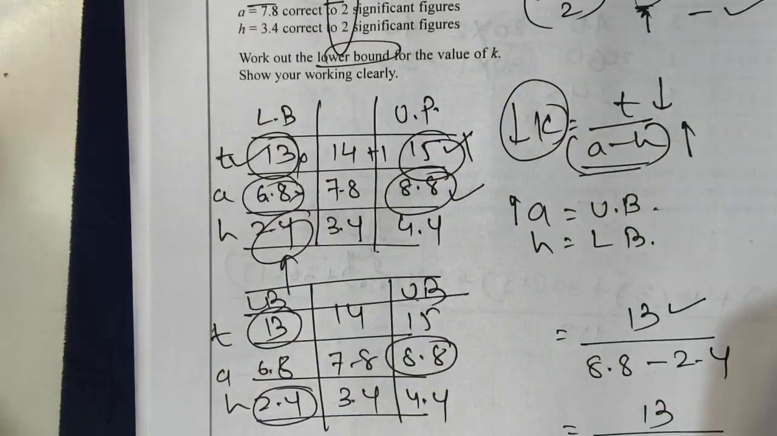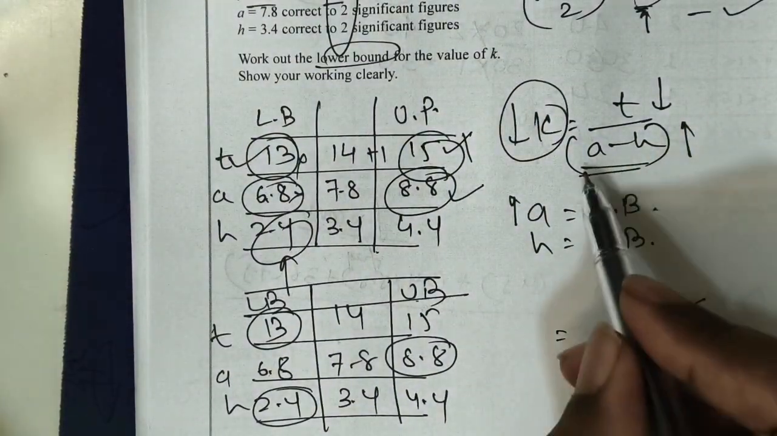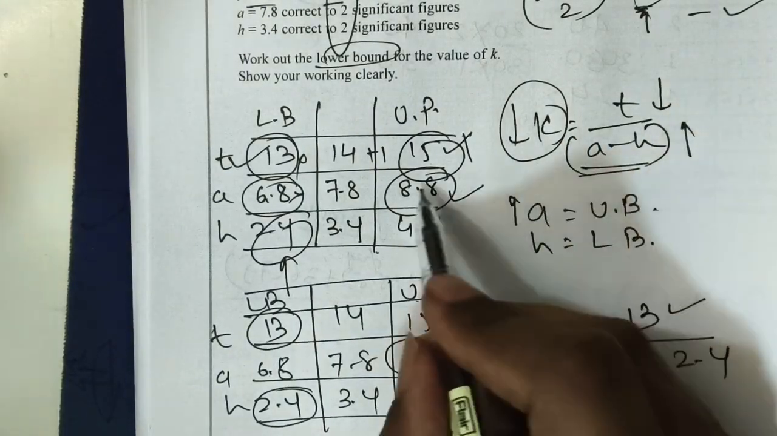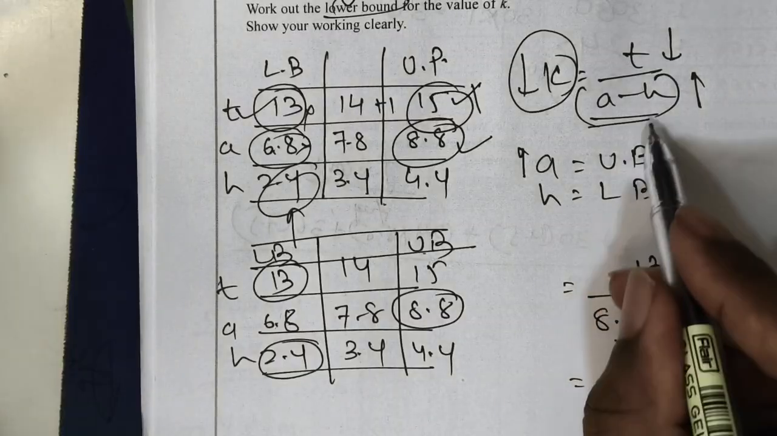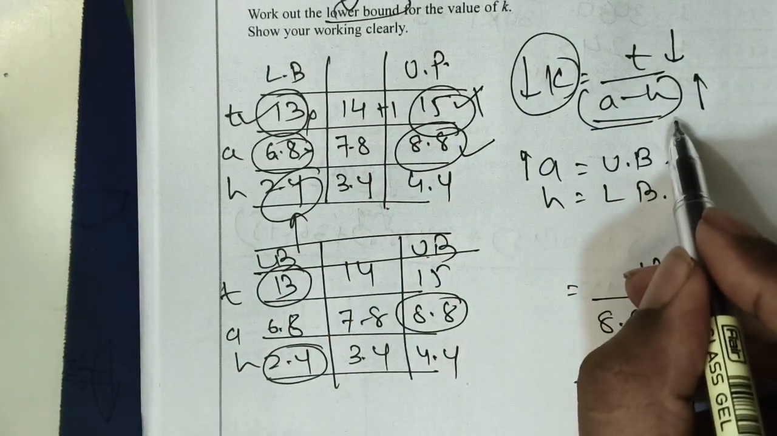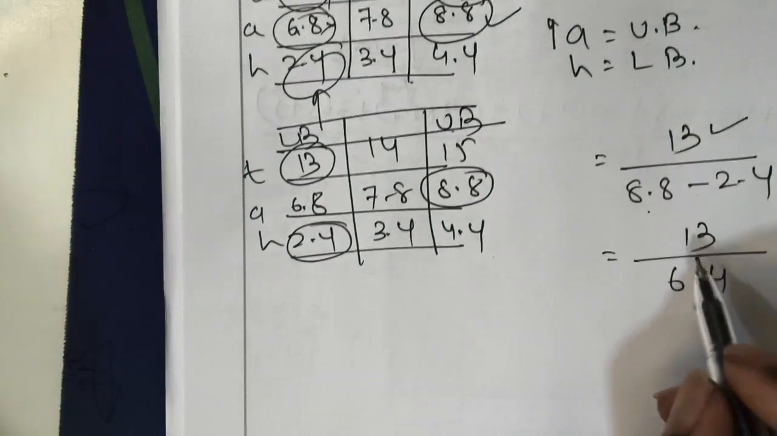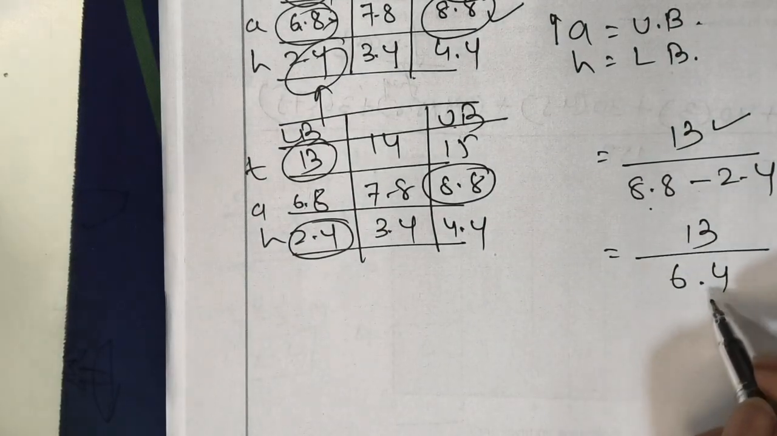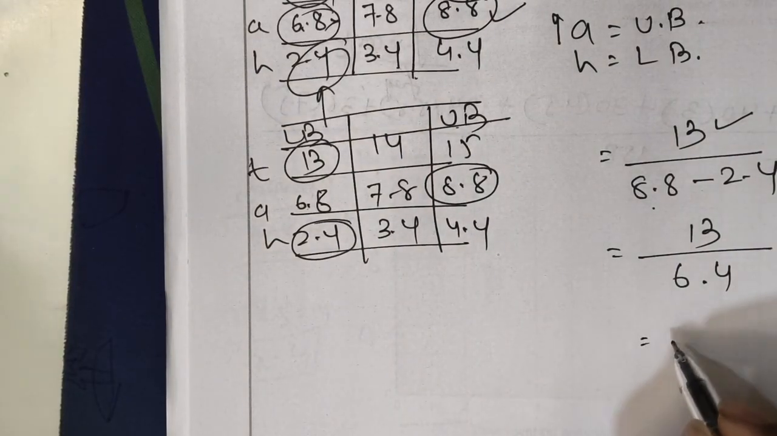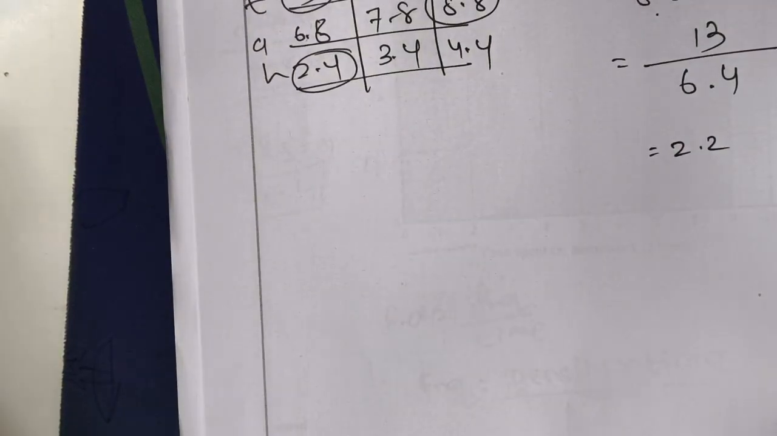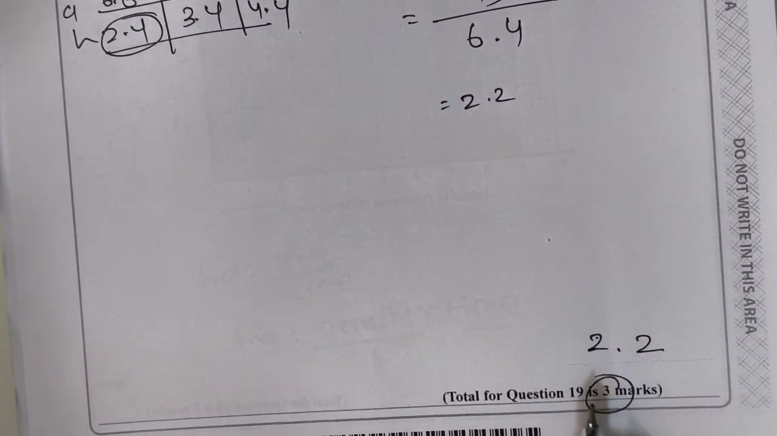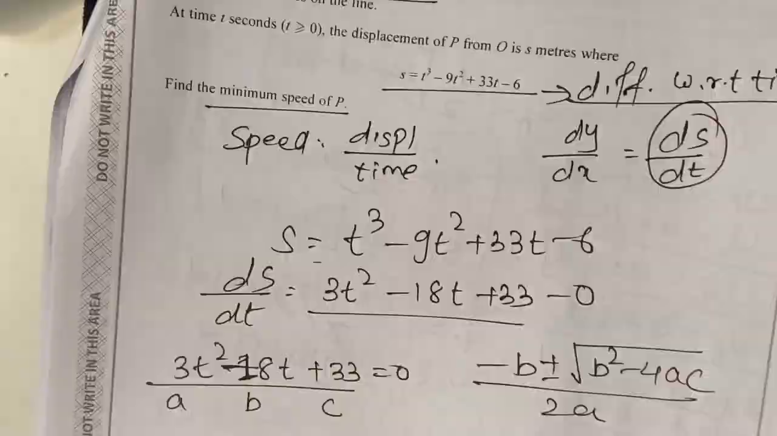So I have selected. Your A should be as high as possible because you have to make this difference as high as possible. So A should be 8.8 and H should be as low as possible. Only then the difference between A minus H will be higher, which is 2.4. So 13 upon 6.4, approximately this answer is close to around 2.2, correct? So 2.2 is the value of the thing which I have written here, correct?